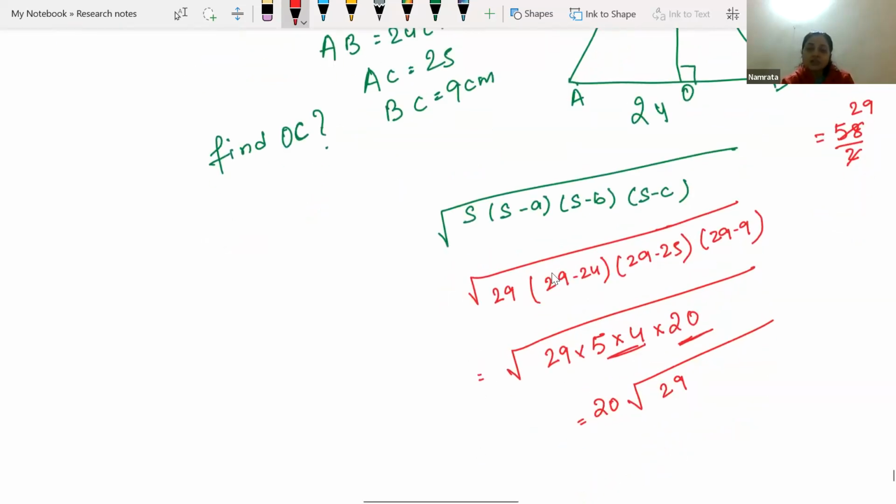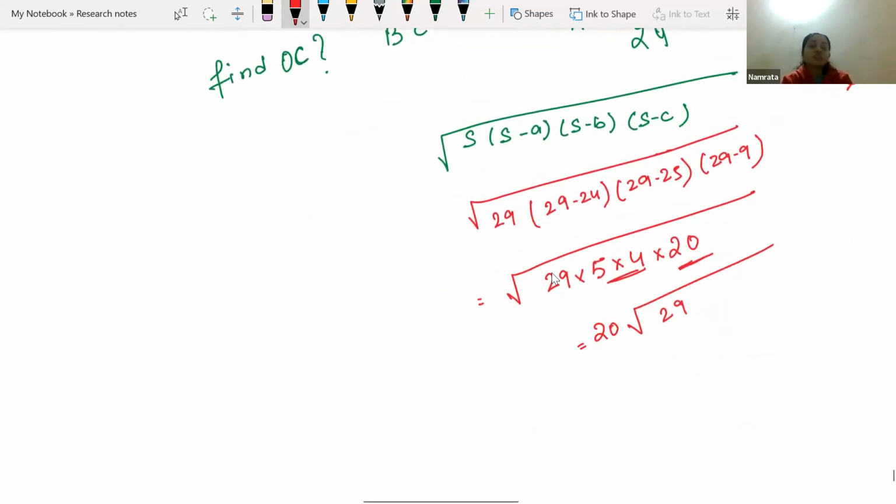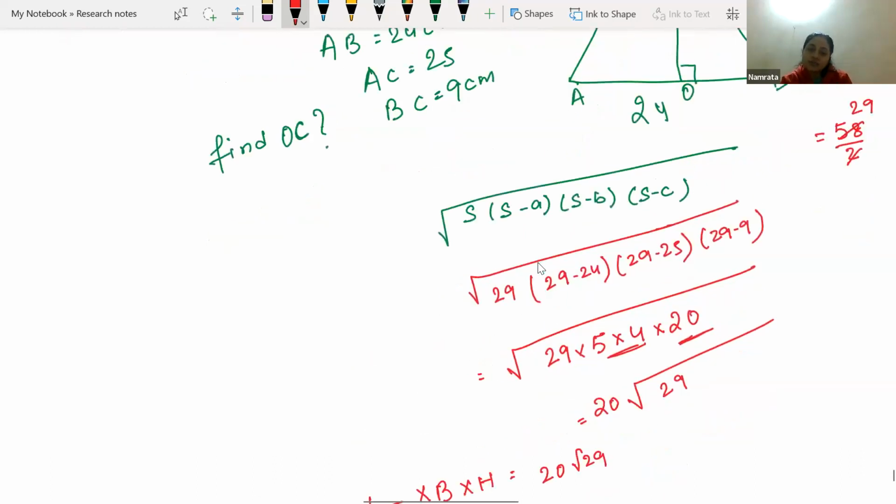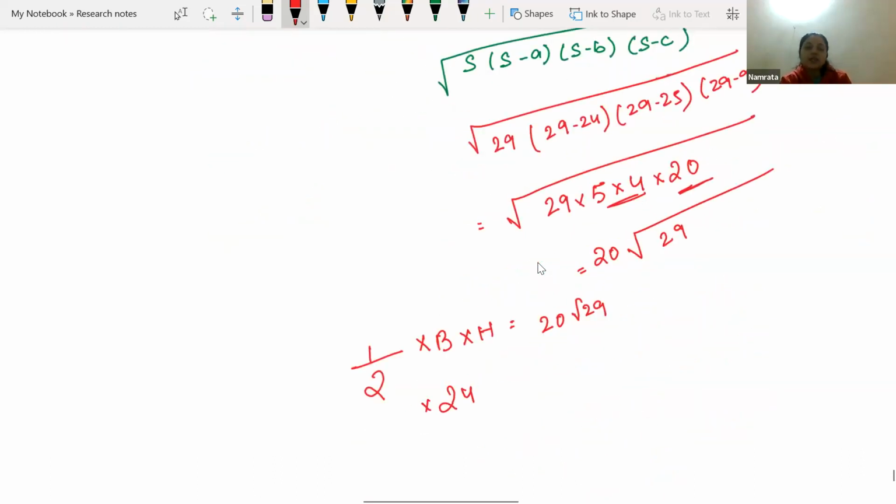Now this area which we have got from Heron's formula, we can equate to the older formula, that is 1 by 2 into base into height, which equals 20 root 29, right? And from here, what is the base? Base is 24. What we have to find? Altitude we have to find. Easily we will be able to calculate the height. Okay, I am keeping it this much. You will be able to do it from here.